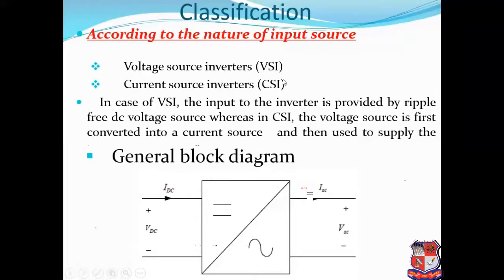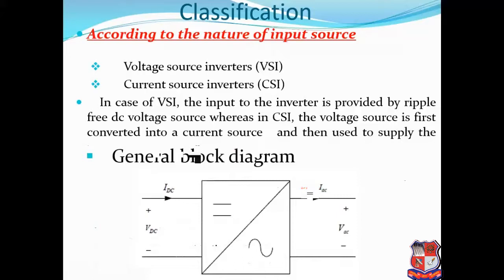There are various types of inverter. One is according to the nature of the input source. So, what input are we providing to the inverter? The first type is the voltage source inverter, in which we are providing a voltage source as an input to the inverter, and the second type is the current source inverter.